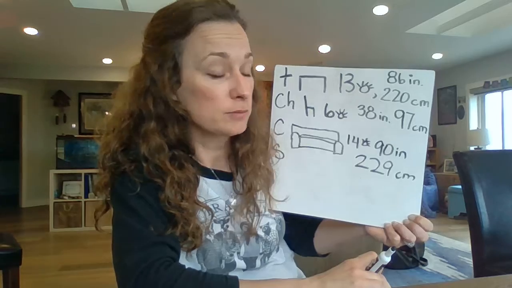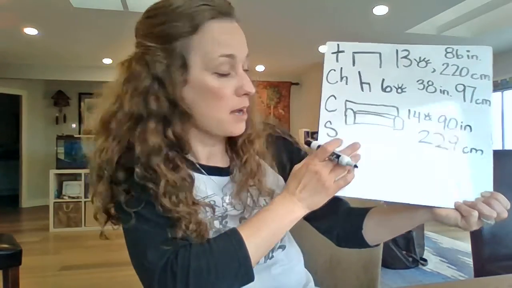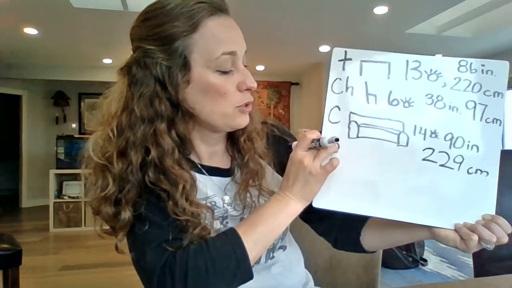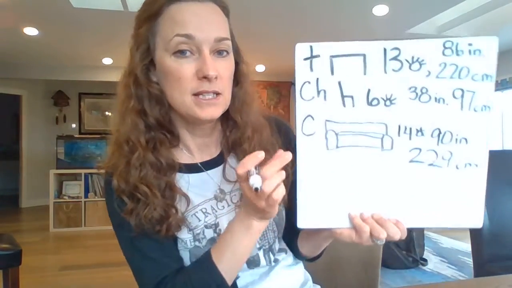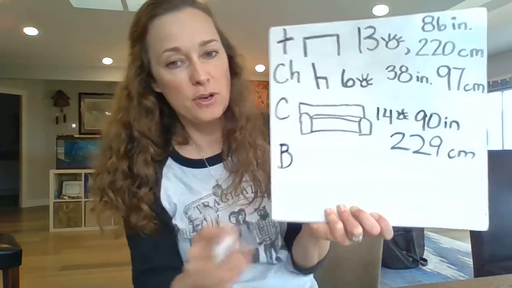Okay. So you can go find out. You can measure your couch and you can measure your bed. You can measure lots of things in your house, but you could do those two things for sure and then find out which one is bigger. And then you can tell me, what was the number of your couch? What is the number of your bed?